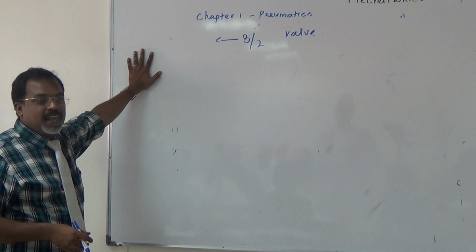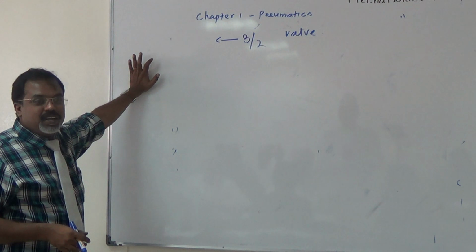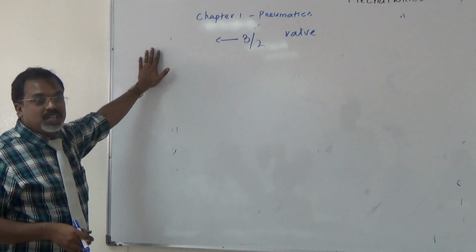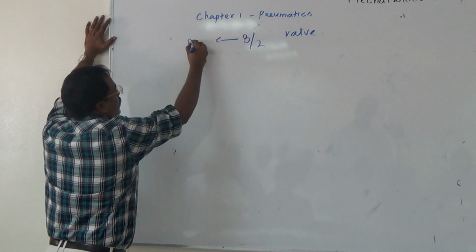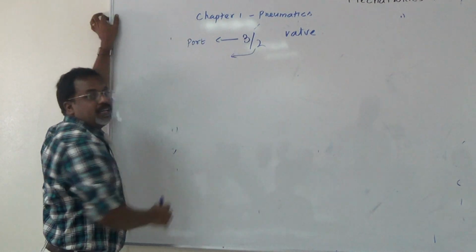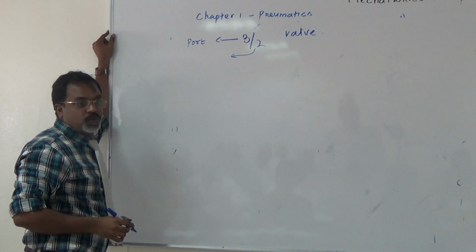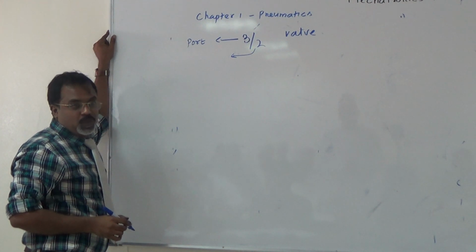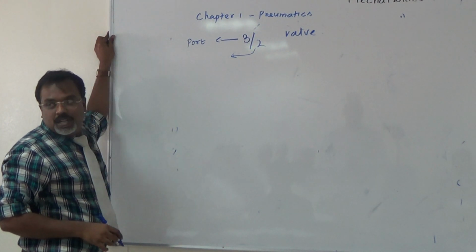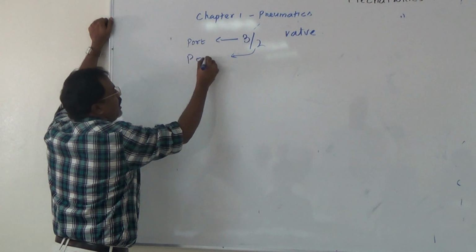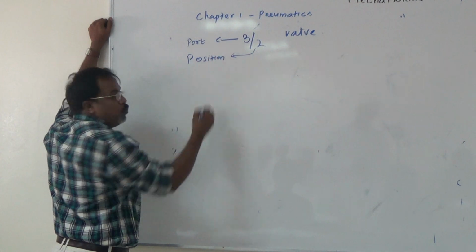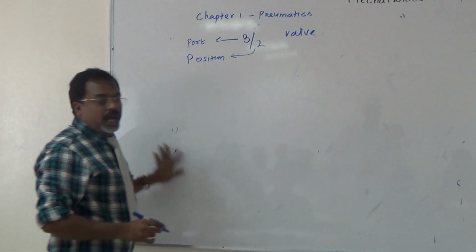3 means what? Port. 3 ports will be there in the 3/2 valve. Okay, this 2 is what? Meaning of 2. 2 positions. There will be 2 positions and 3 ports.